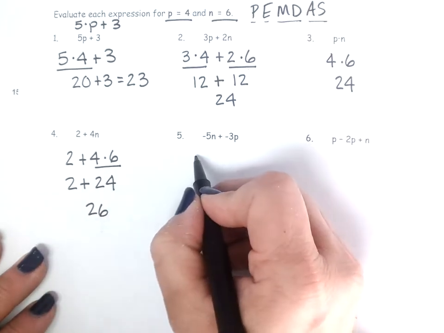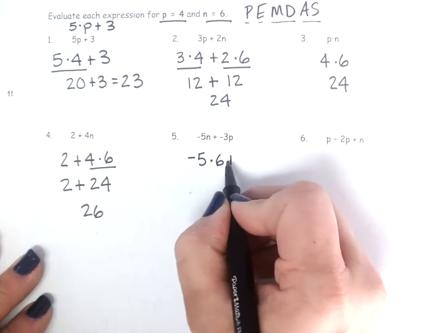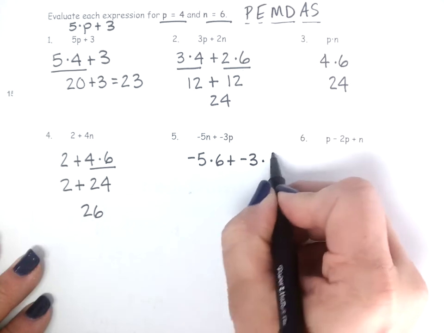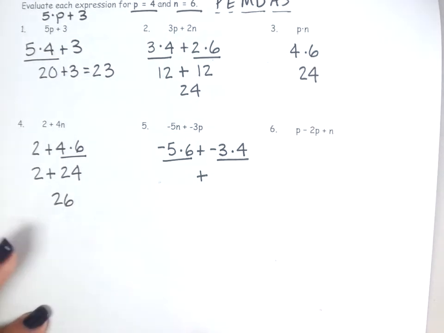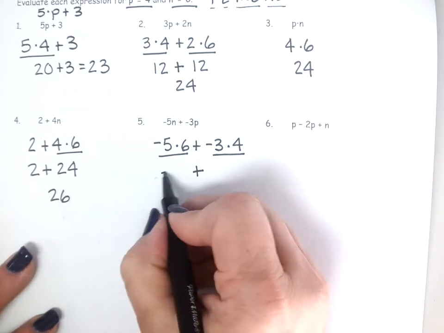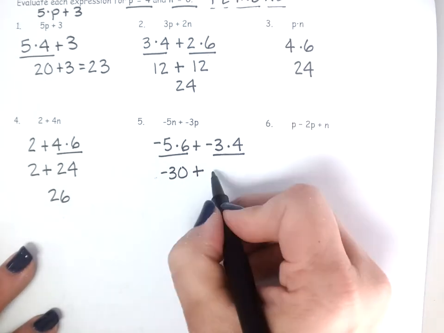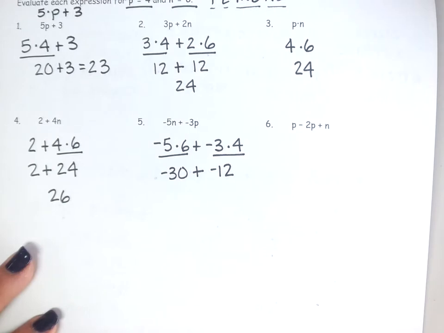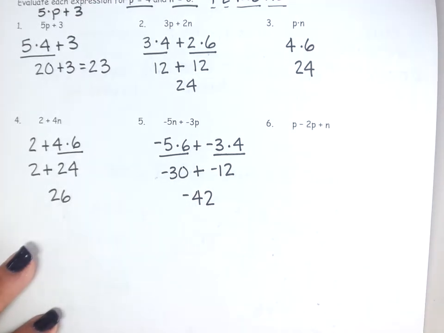All right, we threw a negative in now. So now I have negative 5 times 6 plus negative 3 times 4. Okay, so now both of these multiplies could be done at the same time. Remember, when I have different signs, I get a negative answer. So that's negative 30. When I have different signs, I get a negative answer. So that's negative 12. Now it's a different rule for adding. When I have adding with same signs, I add 30 and 12, and I keep the same sign.